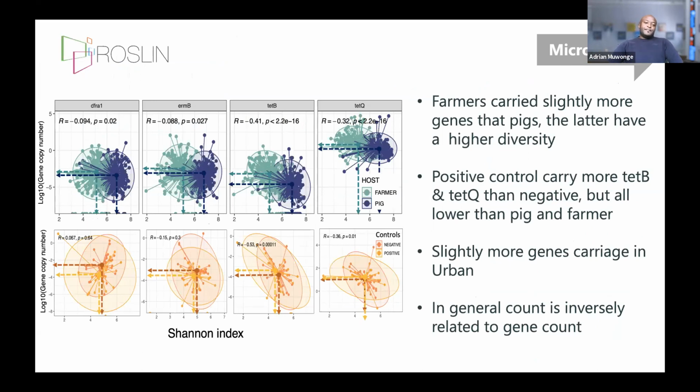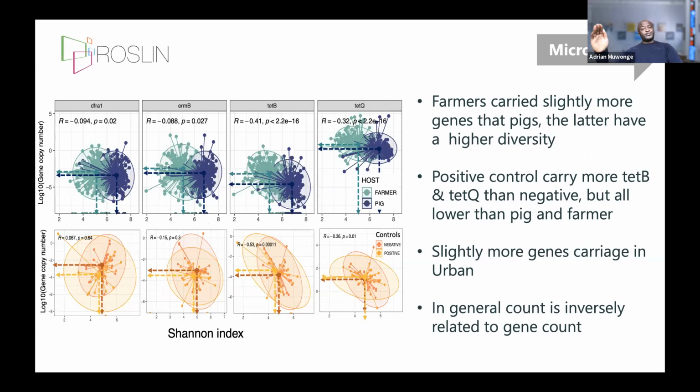We then explore further the relationship within the microbiome between the gene count according to qPCR and the diversity that we have. What these figures really show is what we have seen already, that the pig has a higher diversity than the farmer, but we also see that as the diversity increases, the count of genes reduces. This suggests that there is likely a specific group or taxa of microorganisms that are carrying these genes, because if these genes were carried by all the organisms, you would expect that as the diversity increases, that would increase.